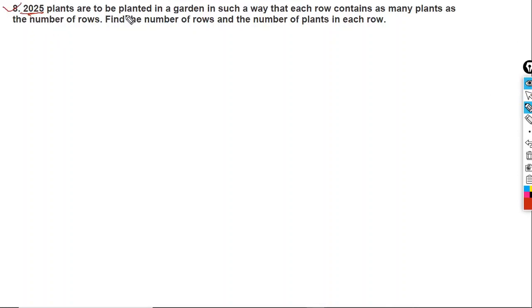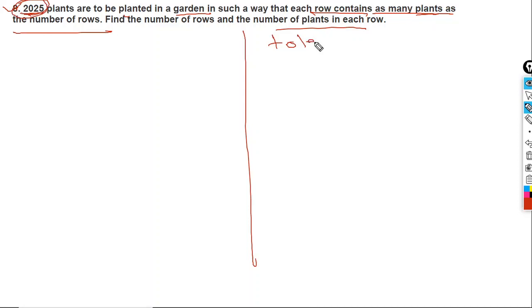2025 plants are to be planted in a garden in such a way that each row contains as many plants as the number of rows. Find the number of rows and the number of plants in each row. So the total number of plants, you can write, total plants equal to 2025.